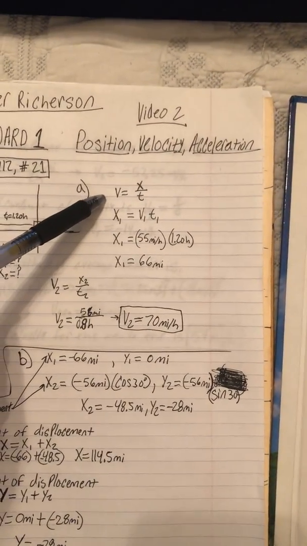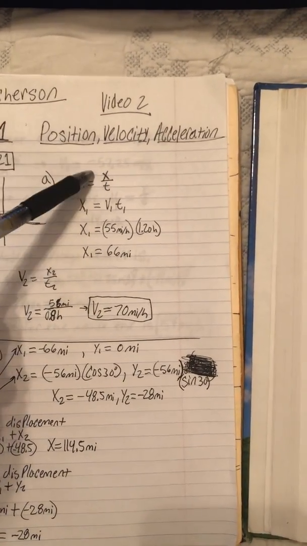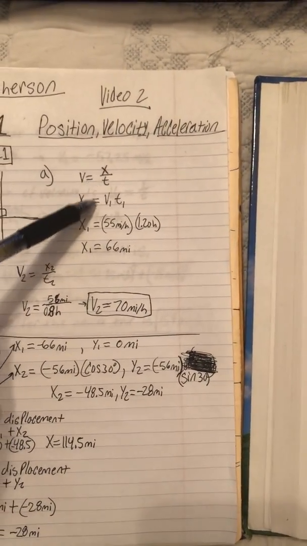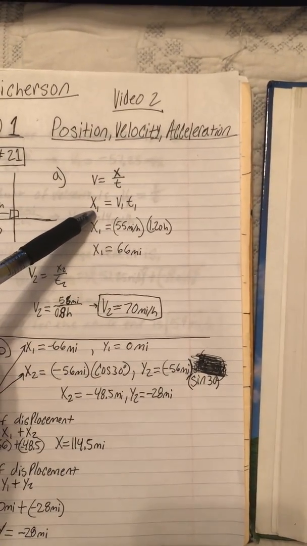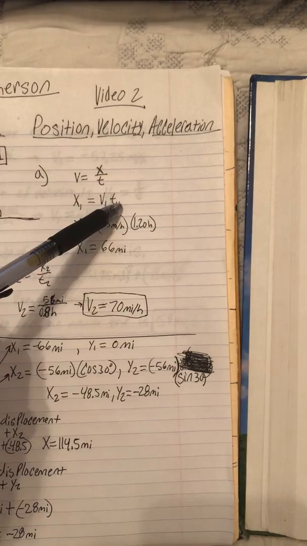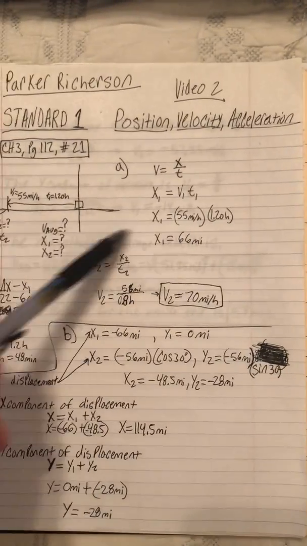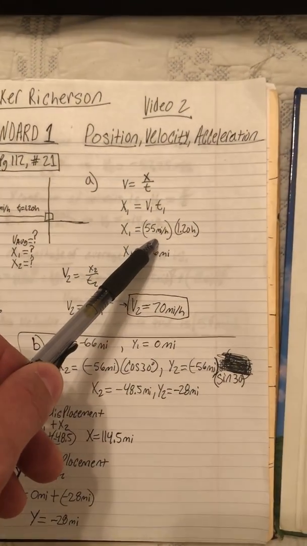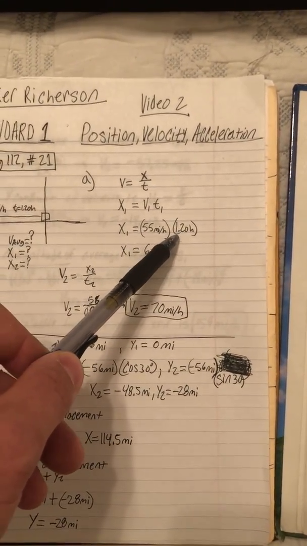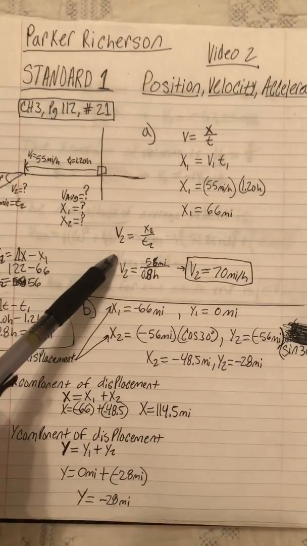First, we find velocity using v equals x over t, so the distance x and time. Now you have x1 equals v1 times t1, and you plug in the 55 miles per hour, which is v1, times the 1.2 hours, and you get x1 equals 66 miles.